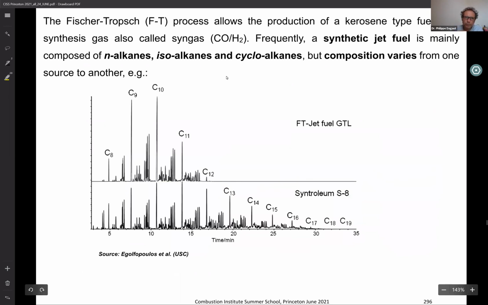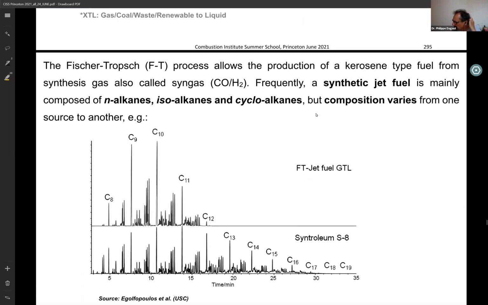The Fischer-Tropsch process is a process that was designed during the World War, and it uses a mixture of CO and H2, which is called syngas, and you can produce a variety of hydrocarbons. Well, in fact, you initially produce only straight chain hydrocarbons, but then they can be processed in order to get isoparaffin and cyclic alkanes.